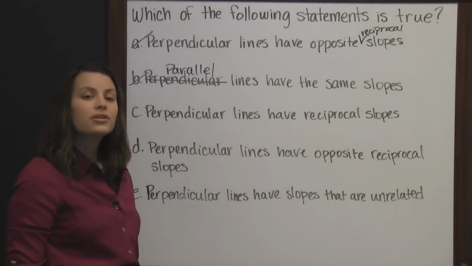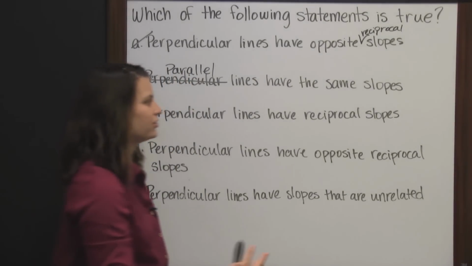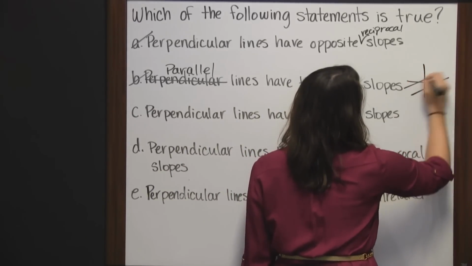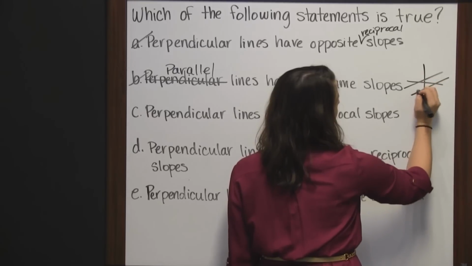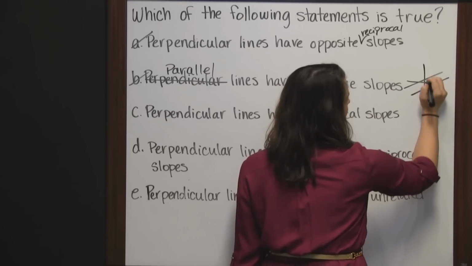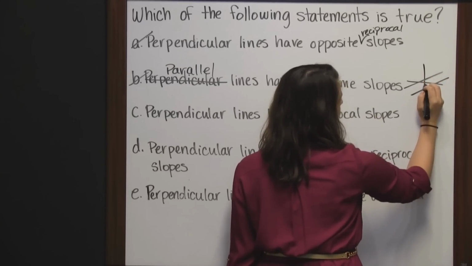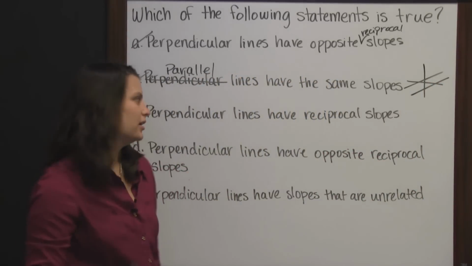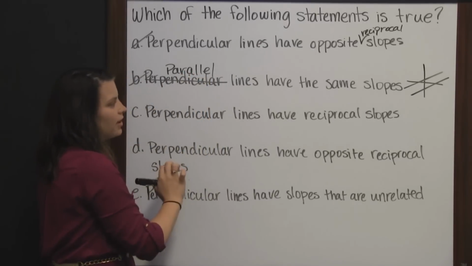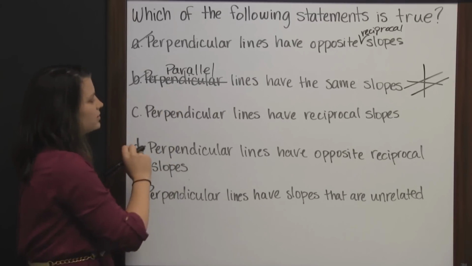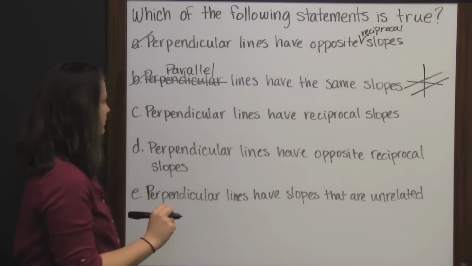Parallel lines are lines that never touch, never intersect. So their slopes would need to be the same so that they would never touch each other. For instance, let's say these lines had a slope of 1/2. Then this line we go up 1 over 2, same thing here, up 1 over 2, up 1 over 2, and that way our lines never touch. So it's parallel lines that have the same slopes. So this statement is also not true.